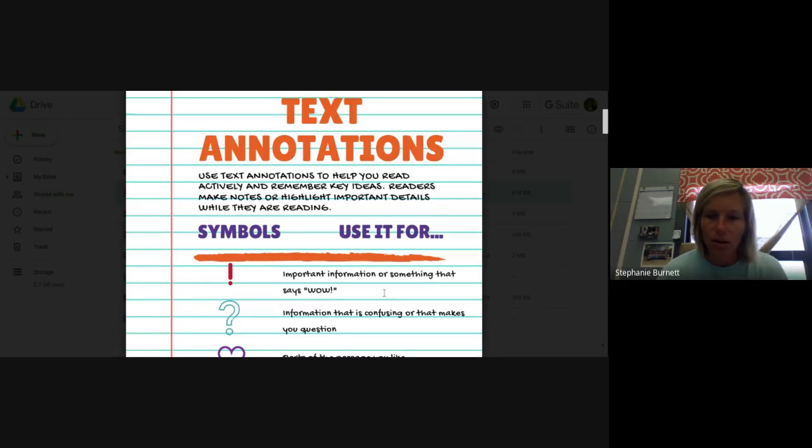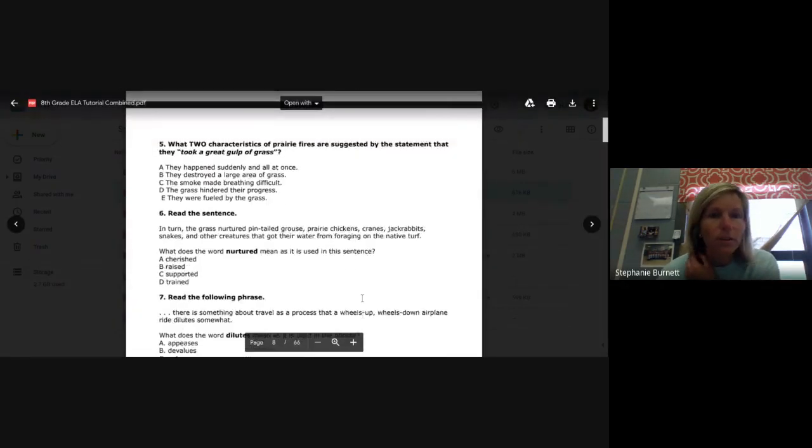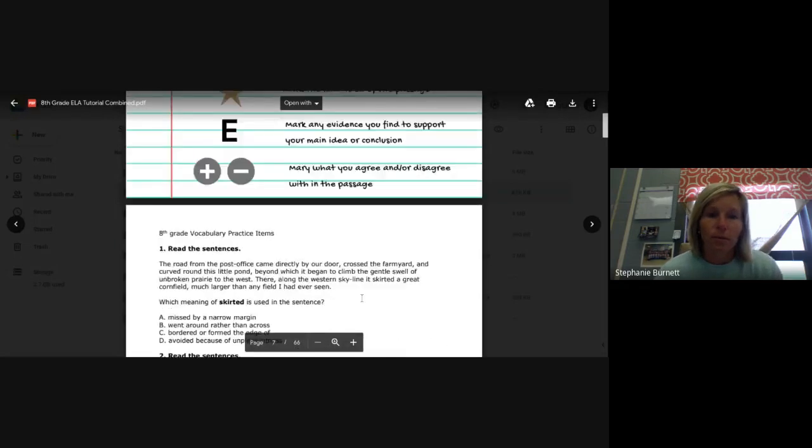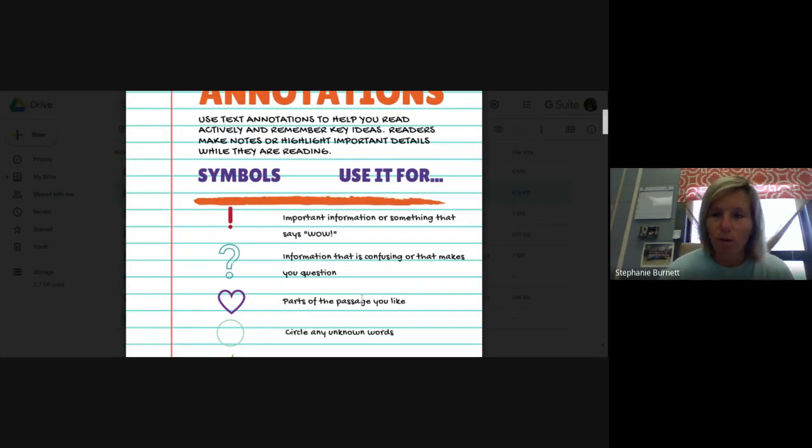First thing it says is important information. It's something like a wow, okay? You can put an exclamation mark there. That would be something good to use. Let's go back up here. Information that's confusing or makes you question, put a question mark there, okay? Probably won't be much, but if you put a little question mark or a certain color like yellow highlighter, you'll know to go back and look at that, especially if a question goes right back to there and you think, hey, I did not understand that. So make sure and go back to your question mark.